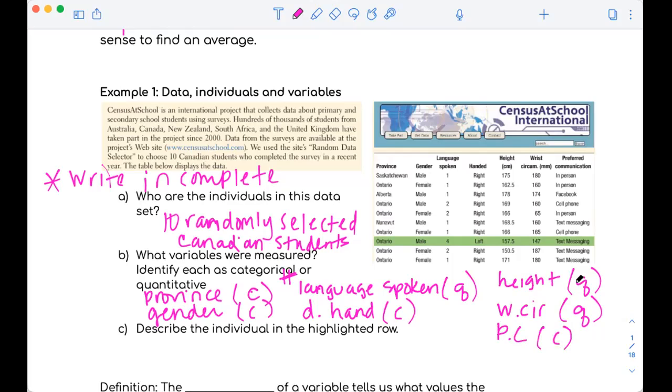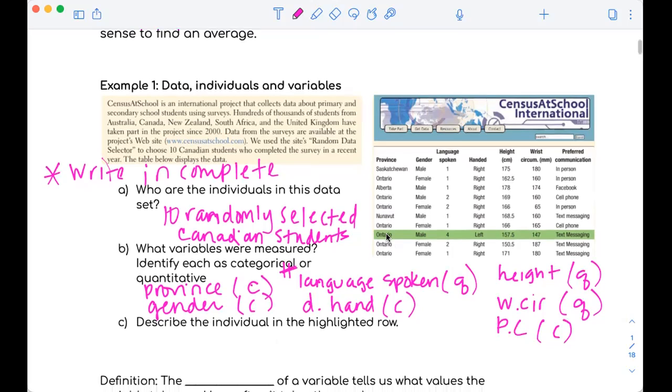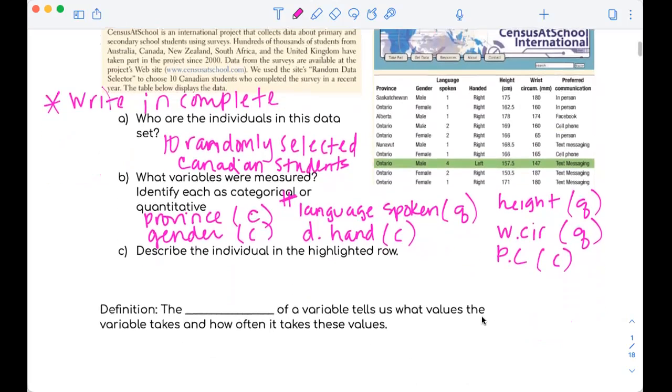is categorical. Okay, and then we're going to describe the individual in the highlighted row. This individual is from Ontario. He's male. He speaks 4 languages. He's left-handed. His height is 157.5 centimeters. His wrist circumference is 147, and he prefers text messaging. So that is what you would want to write out. Forgive me, I'm going to be a little bit lazy, but I'm not going to write that all out. You're just describing all the information that we have on this individual.